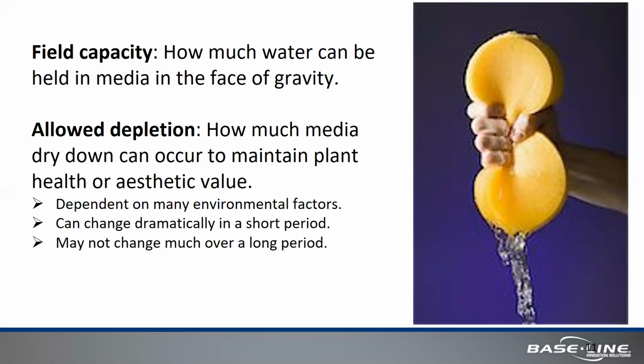On the opposite, that depletion may not change much over a long period. If we have a flat, very heavy soil where it's predominantly a clay structure, that water can be held in that soil profile for a very long time. And we need to regulate how many irrigation cycles are actually being applied based on how much water may be in that profile over a long term.